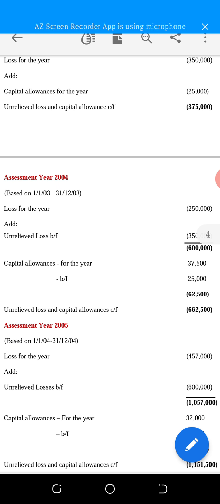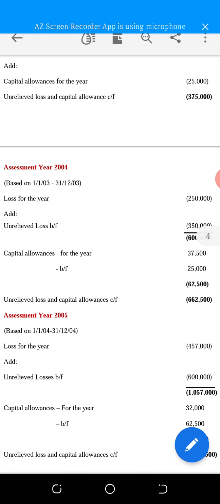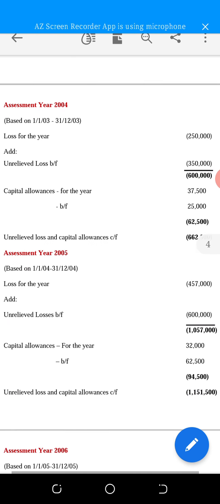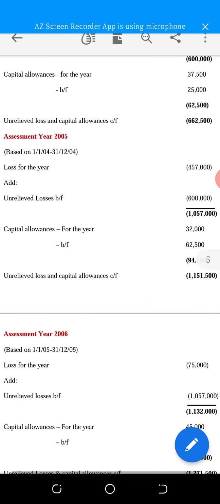If you look at the illustration, it's quite explanatory. Capital allowance for the year, 37,500. Capital allowance brought forward, you have it, they aggregate it. Then you have unrelieved capital allowance and unrelieved loss.